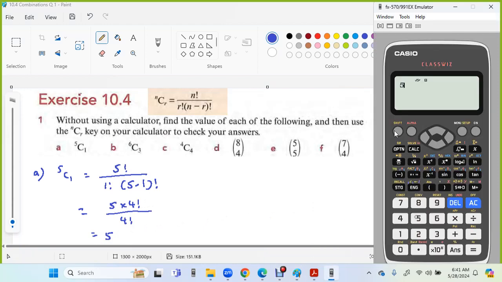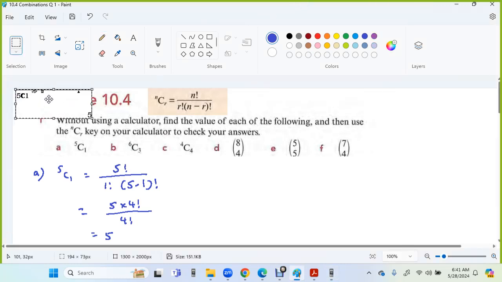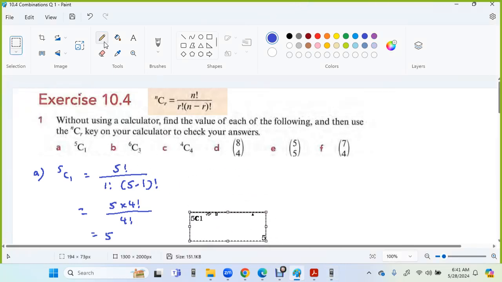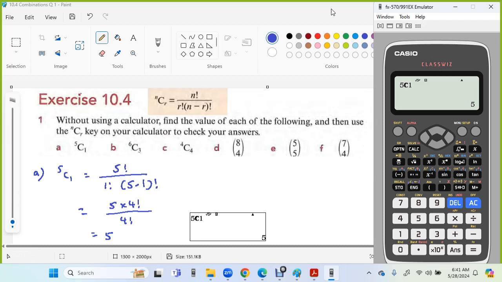So 5C1 is equal to 5. So over here, we actually know that nC1 will equal n. Okay. And then we have 6C3.